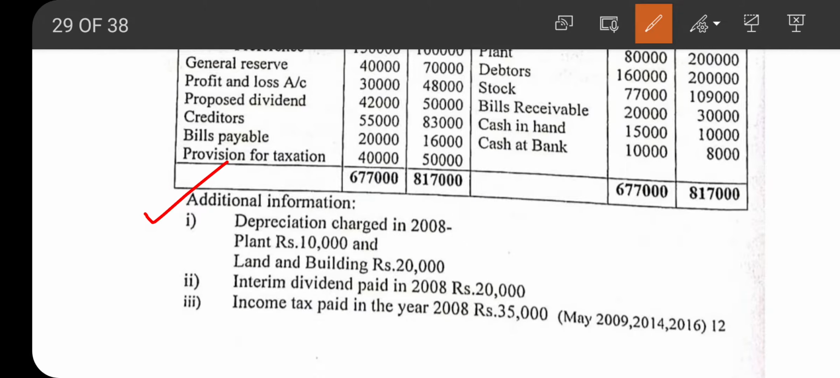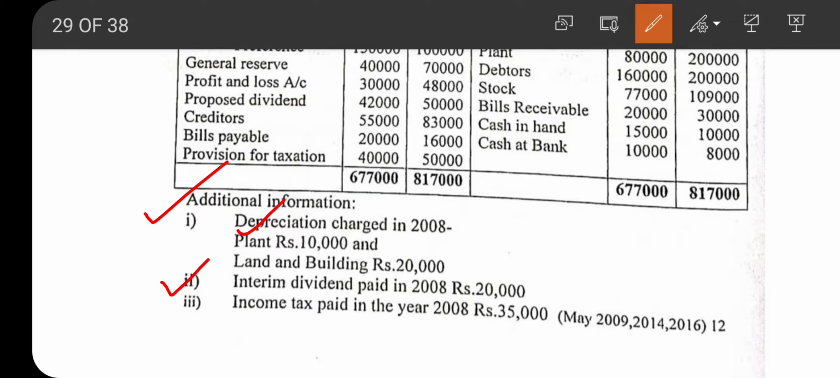Then they have given additional information. Depreciation charged in 2008: plant rupees 10,000, land and building rupees 20,000. So we need to show depreciation in the respective accounts, and depreciation is a non-operating expense. Okay, it is a non-cash expense. So we need to add it to the closing balance of profit and loss account.